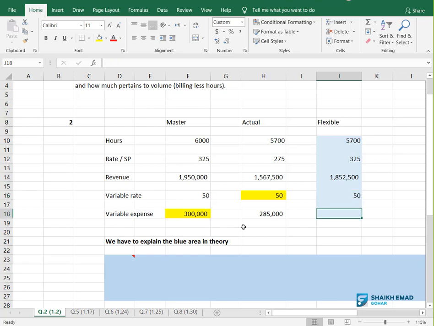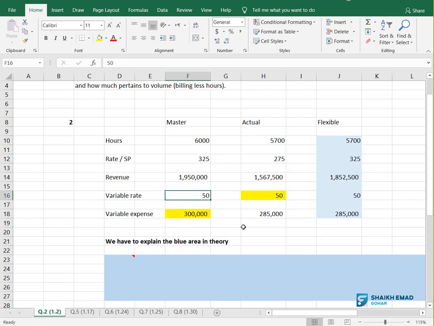Okay, here what I will do. Tell me how to get this figure. How to get the flexible variable expense. Very simple. We have the rate, right? We will multiply this rate with the flexible base. 285,000. Getting it? Okay, so this is the flexible budget ready for you.